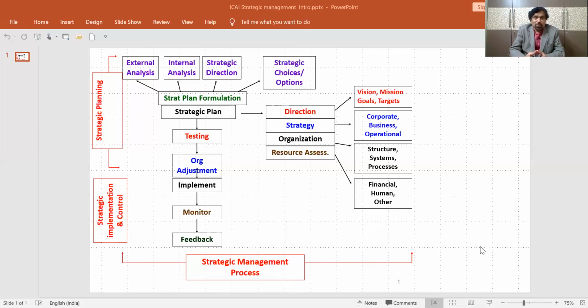There are various tools, models, strategic models, and theories which help us work in the strategic management process, which we'll cover in the subsequent lessons.